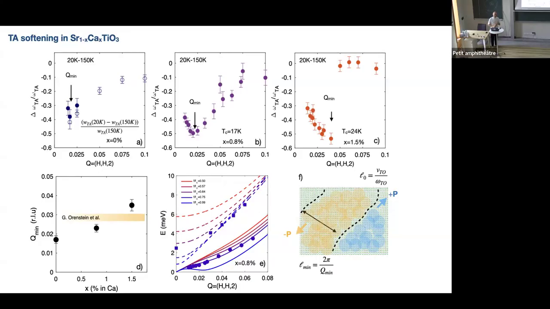Questions? Yes. So just looking at this, your Q mean is becoming larger as you go with calcium. Yeah. So the length scale becomes small. So your interpretation is that this length scale is intrinsic. Is that correct? Yes.